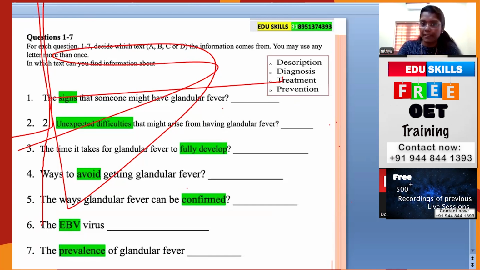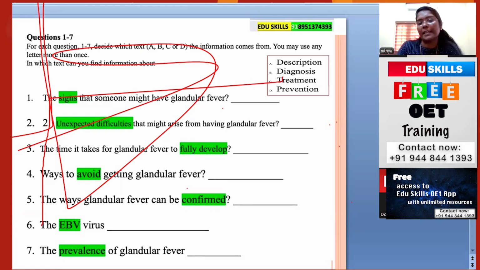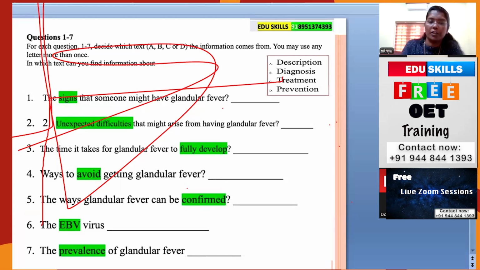If you get the answer, you can write it beside the question. Now, what is this question asking? They are asking about signs. Where could you find that sign? Symptoms, signs, diagnosis. Don't tell yet. We have to identify which text it is, so either you can write it now or later.